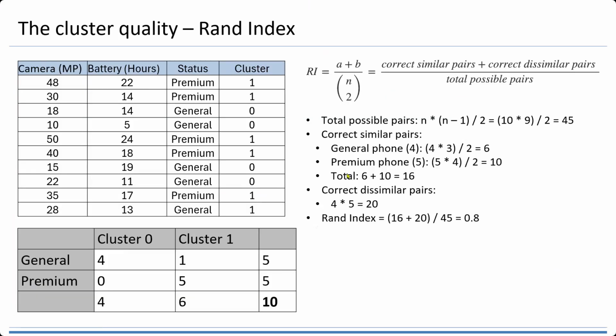Now, let's see the premium phone. What is the premium phone? The correct similar pairs, there are 5. Then we have 5 multiplied by 5 minus 1 divided by 2. So it is 5 multiplied by 4, 20 divided by 2. Then there are 10 pairs.